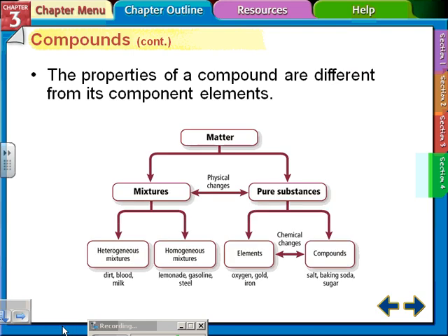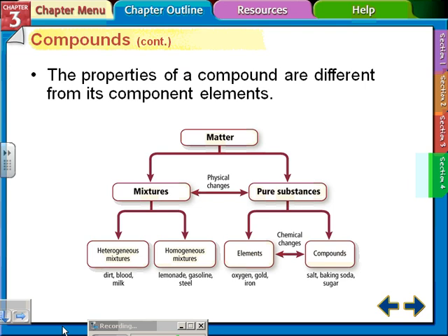So when we have a compound, it's different from its component elements. I'll show you later when we actually get to the properties of elements. Let's take sodium chloride, for example. Sodium chloride is made up of the element sodium. The element sodium is a metal, and it's a highly reactive metal. And the element chlorine by itself is a highly toxic greenish colored gas. And you mix the two together, a lot of light and heat is given off.